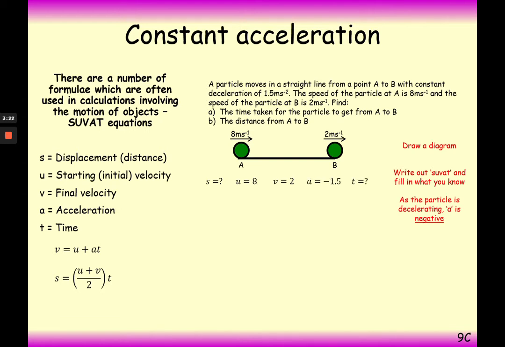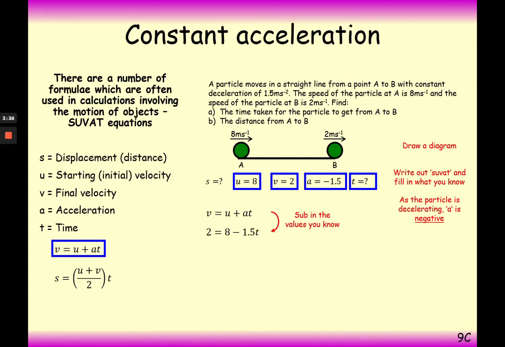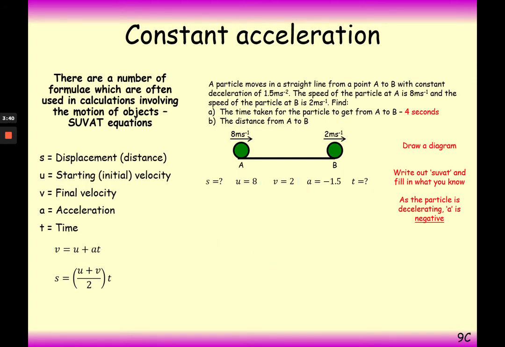Remembering that A is negative because it's a deceleration, not an acceleration. So we're trying to find the time first of all. Here we're going to use the first formula we've got. We'll sub the values in that we know and then solve that, and we get T equals 4. Okay, so we can put that in where we had T, and then move on to part B.